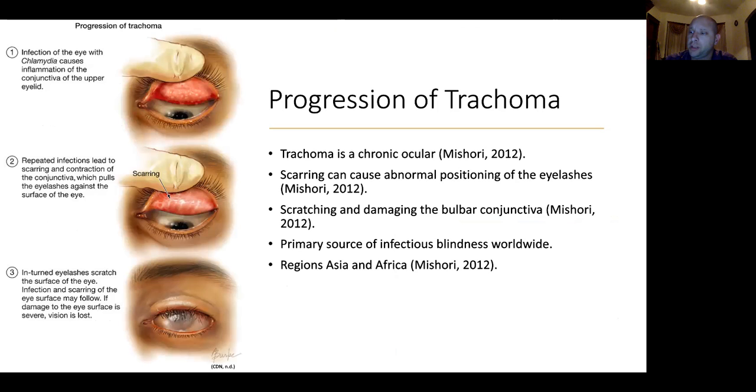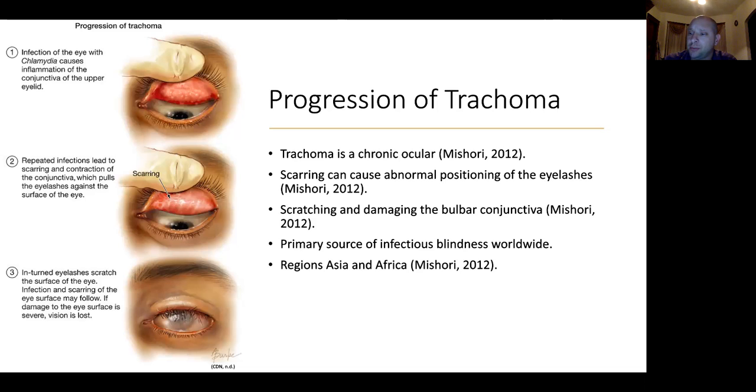It is important to note that different subtypes of Chlamydia trachomatis can infect the eyes. In developed countries, inclusion conjunctivitis is typically the most common cause of infection, while in impoverished regions, trachoma is more prevalent. Trachoma is a chronic ocular infection leading to scarring of the eyelids. The scarring can cause abnormal positioning of the eyelashes, scratching and damaging the bulbar conjunctiva.